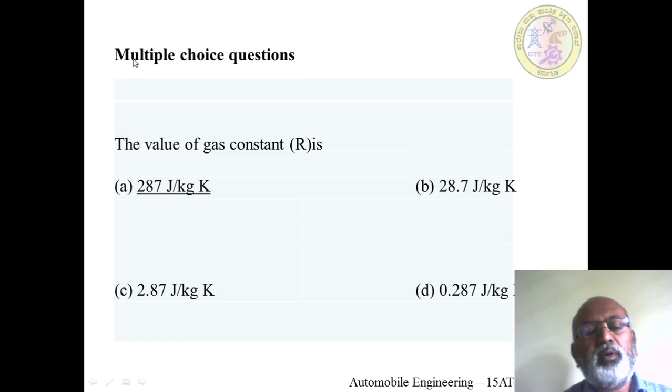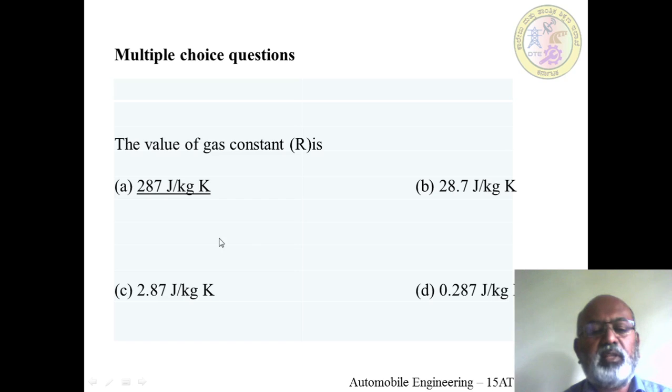Now we will move on to multiple choice questions. The question is: the value of gas constant R is? The first choice is 287 joules per kg Kelvin. The second choice is 28.7 joules per kg Kelvin. The third choice is 2.87 joules per kg Kelvin. And the fourth choice is 0.287 joules per kg Kelvin.